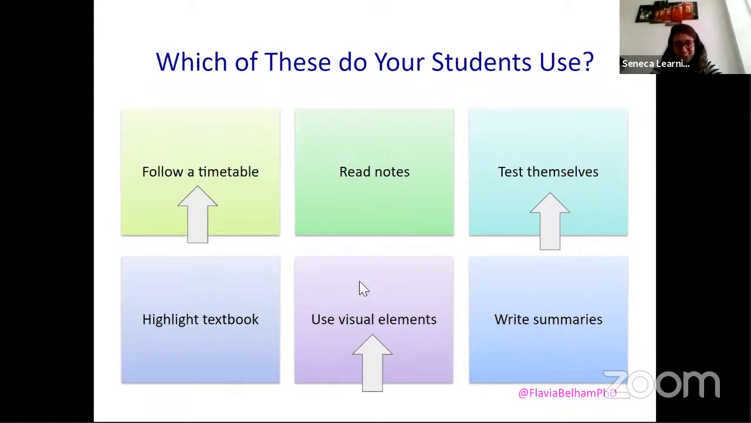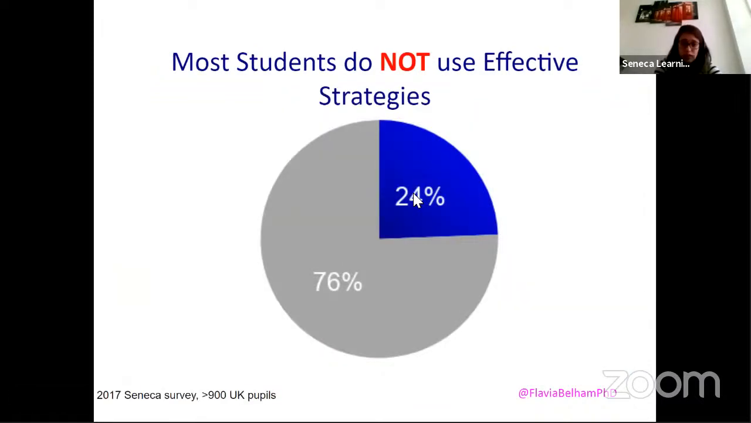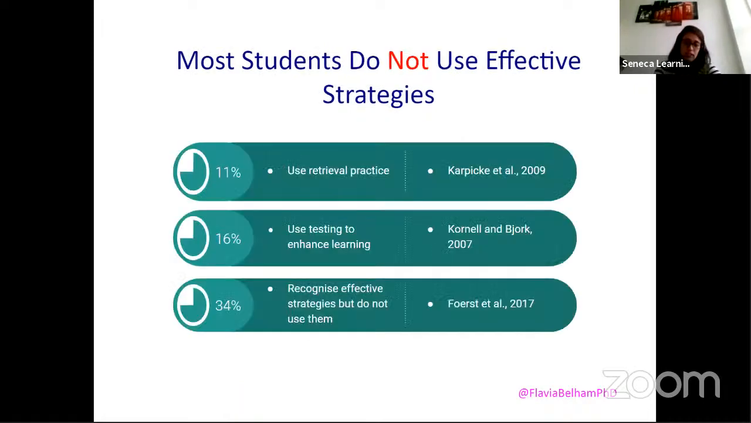The correct answers, not the correct, but what they should be doing, is following a timetable because of spacing and interleaving, using visual elements because of dual coding, and testing themselves because of retrieval practice. So if your students are doing those three mostly, you're not alone, they are not alone. We ran a survey when we started Seneca, and only 24% of students were using one of the 4 good strategies. And there are several other papers that I'm also going to send you later that show the same thing.